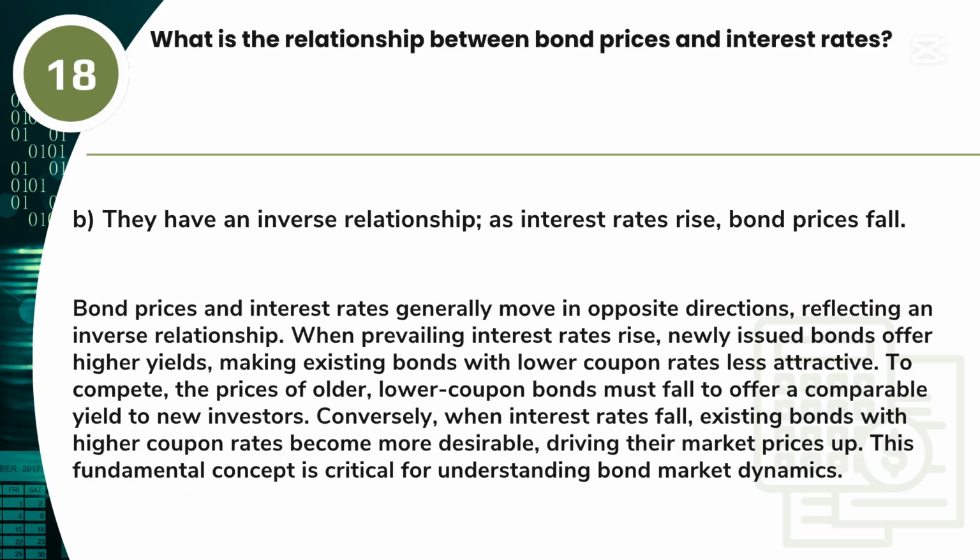Answer: B. They have an inverse relationship. As interest rates rise, bond prices fall. Bond prices and interest rates generally move in opposite directions, reflecting an inverse relationship. When prevailing interest rates rise, newly issued bonds offer higher yields, making existing bonds with lower coupon rates less attractive. To compete, the prices of older, lower coupon bonds must fall to offer a comparable yield to new investors. Conversely, when interest rates fall, existing bonds with higher coupon rates become more desirable, driving their market prices up. This fundamental concept is critical for understanding bond market dynamics.